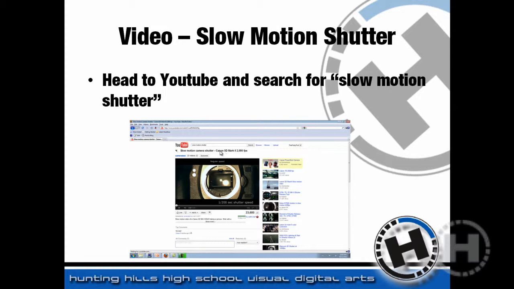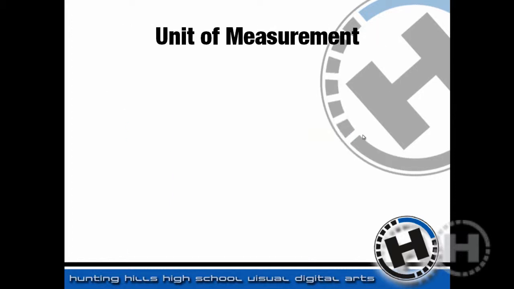The very first one that should show up should be a Canon 5D Mark II at 2000 frames per second. It's a really good example of the shutter opening and closing. So pause this video, take a few moments, head over there and take a quick look. Okay, that's pretty awesome, hey?